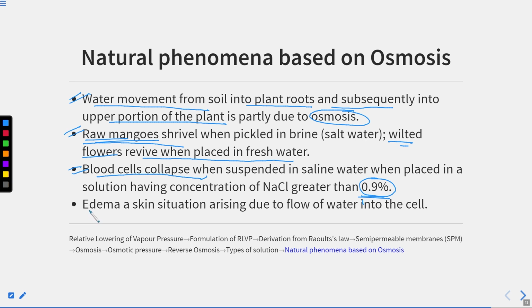So what does this result in? This results in edema. Edema is a skin situation arising due to flow of water into the cell. So it is just the opposite case. We have seen that the earlier one is a case of hypertonic, and this is the case of hypotonic.